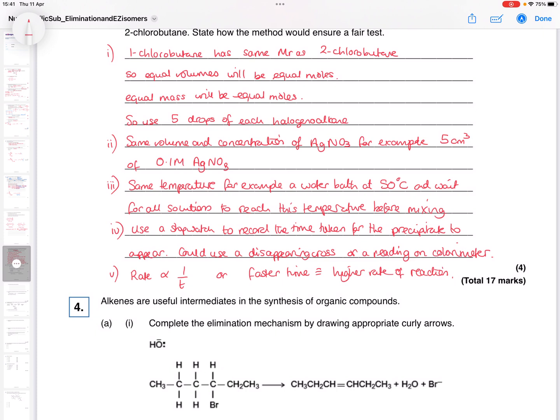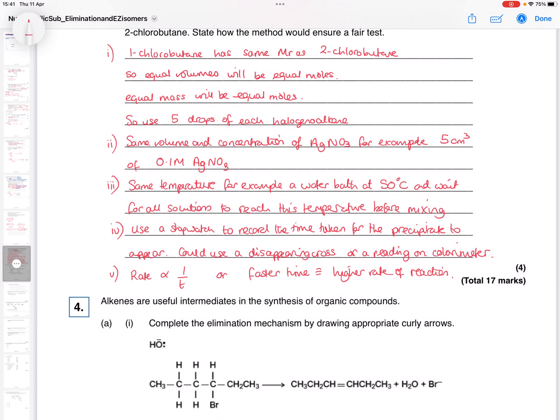You also need to make sure you're doing this experiment at the same temperature, because rate of reaction is significantly affected by the temperature. So we need to make sure that both of these are taking place at the same temperature. So ideally you'd put them in the same water bath, set to the same temperature, and wait for all solutions to reach that temperature before mixing them together.